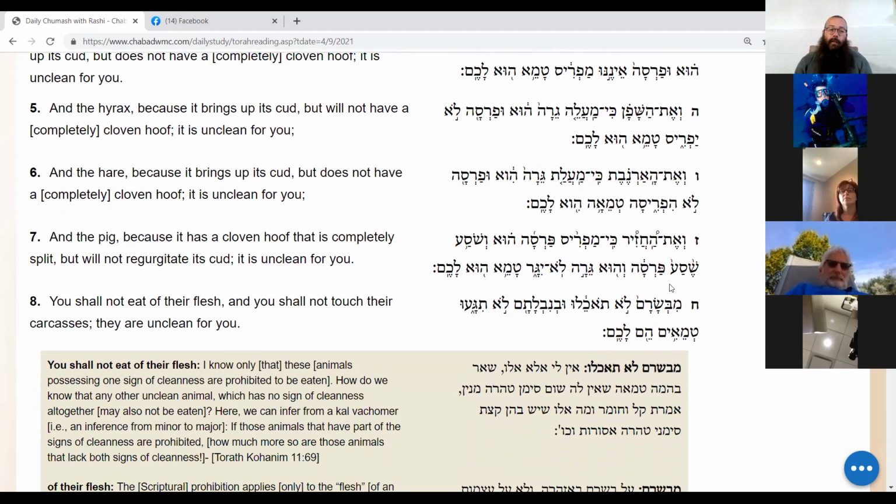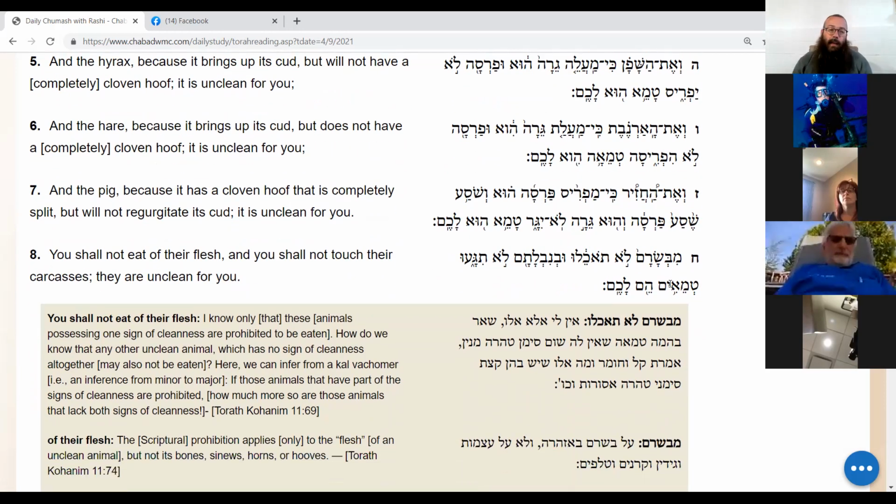What else? Vehashafan, and the hyrax. I showed you a picture of it before. Kimala gerah, because the hyrax also chews its cud. It's impure. That's example number 2. Now example number 3, Veha'arnevet. Kimala gerah, it also chews its cud. Ufarsa lo hifris, and its hoof is not split. It's not kosher for you.